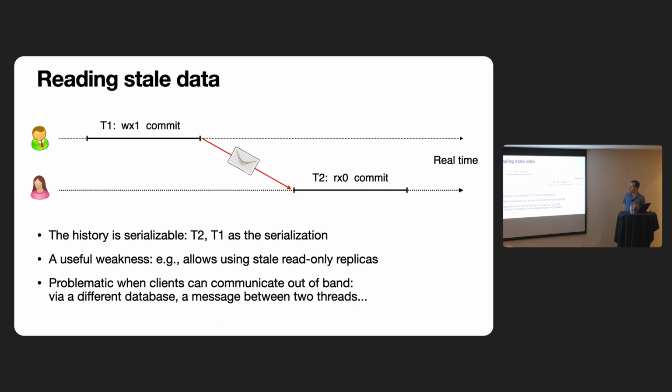But this is problematic when clients are allowed to communicate out of band, not through the database, right? So this client can commit this transaction, then send a message to this client, and then say, hey, I've done this transaction, you should be able to see my write. And then this transaction checks and the write is not there, right?